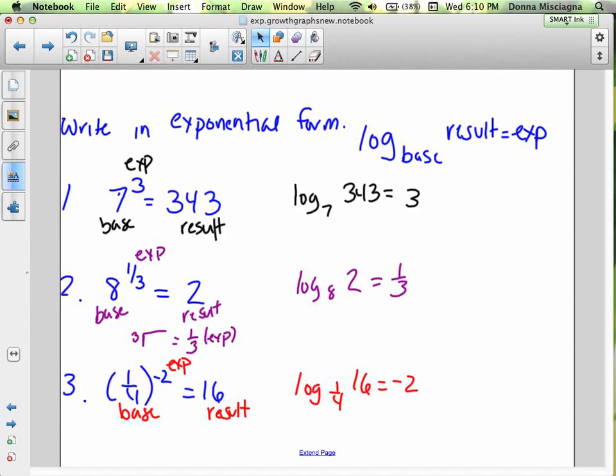All right, so the first thing we had to do was just a little background on what a log is. The second thing we needed to do in this podcast was know how to write from exponential form into log and log into exponential. We got those two done. The third thing we're going to do is learn to evaluate.